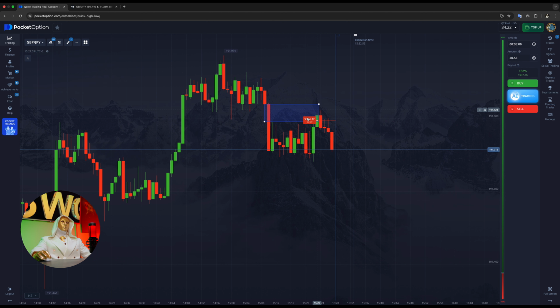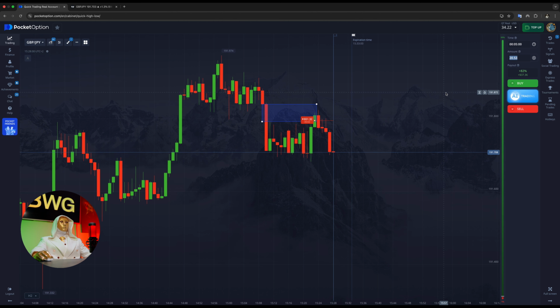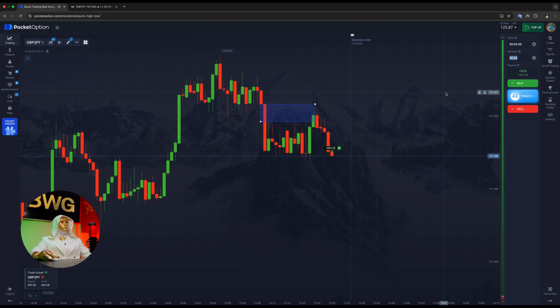So there are less than 10 seconds left. As we can see, the deal closes in profit. And let's risk $80. Let's reopen the shorts once again in order to achieve our goal for today's session.